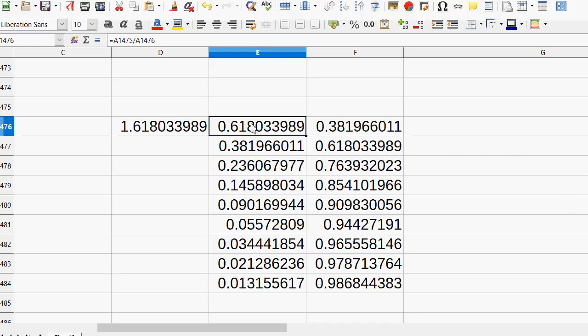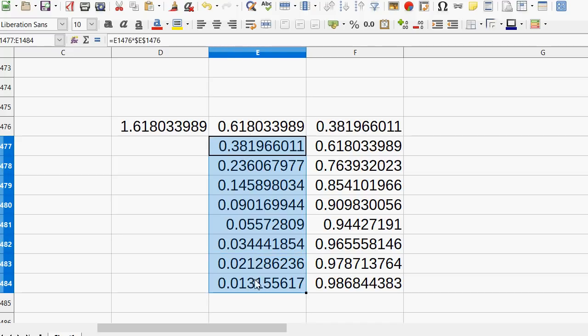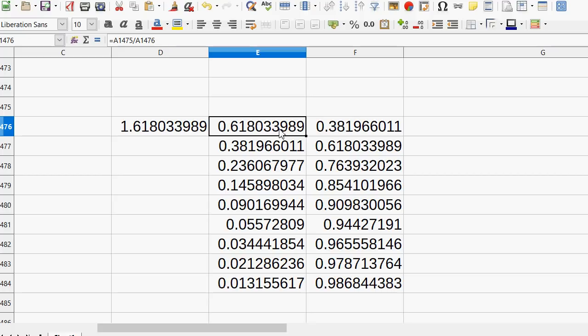So what I've done with each of these rows: basically, this is 61. This number multiplied by itself equals this, which is 38.1966%.